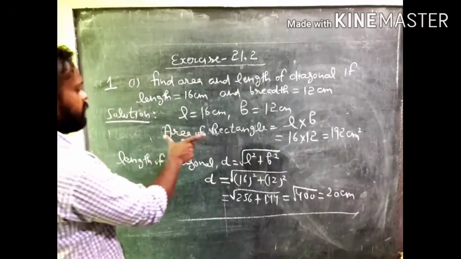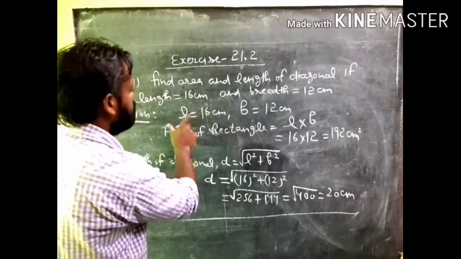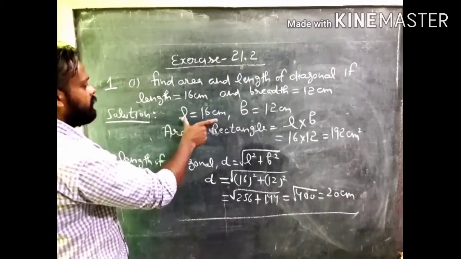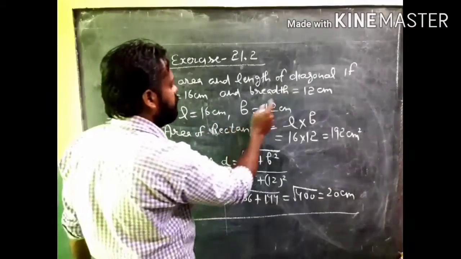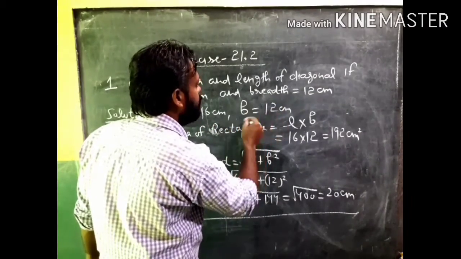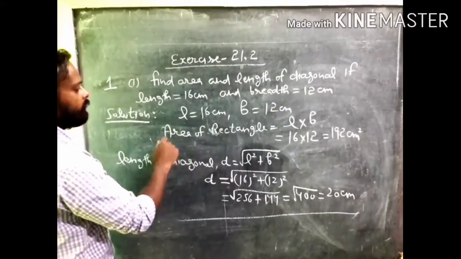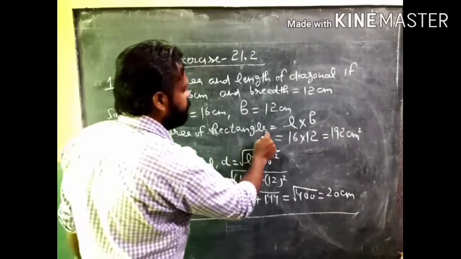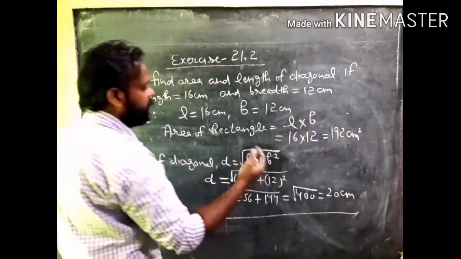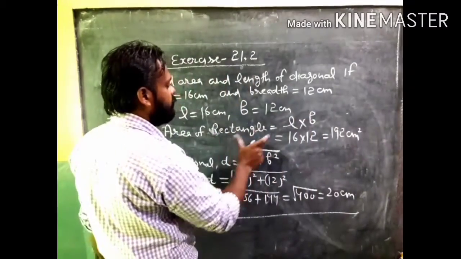Okay, now see the first case, means first of all we have to find out the area. First of all write down the length: L is equal to 16 centimeter, and of course B, means breadth, is equal to 12 centimeter. That is already given to us. And now we can apply the formula: area of rectangle is equal to L multiplied by B, that is the area of a rectangle.